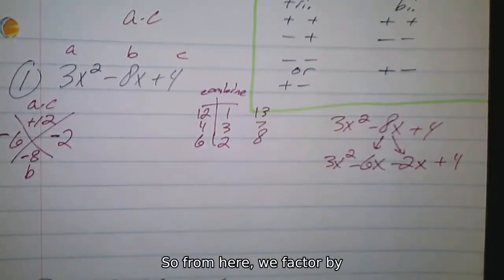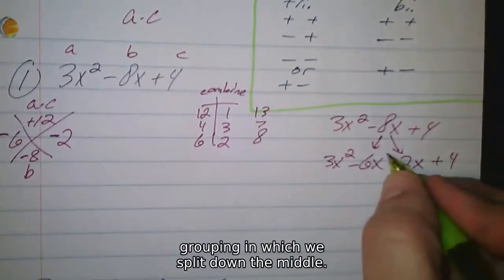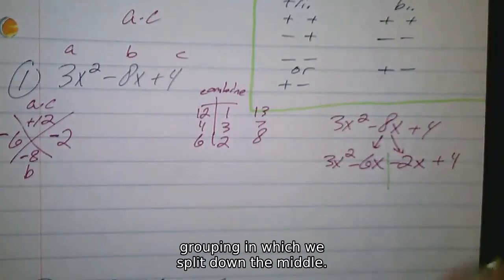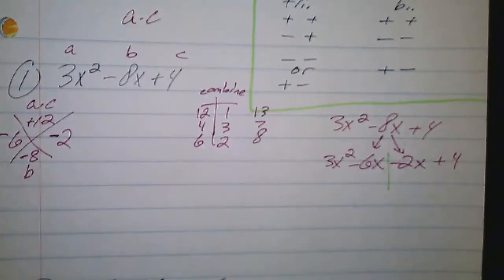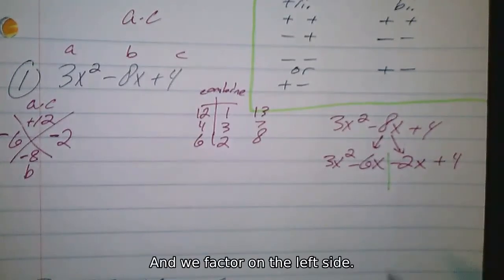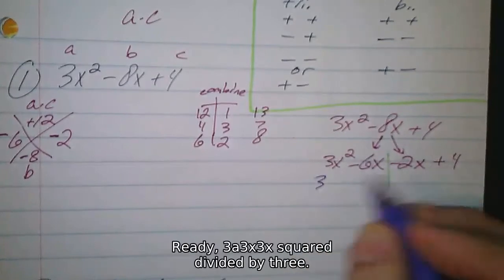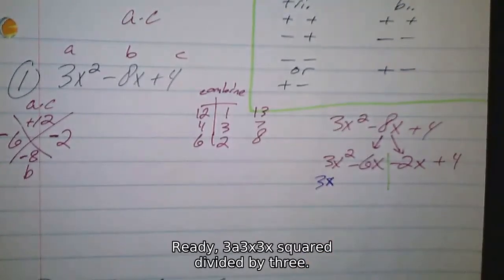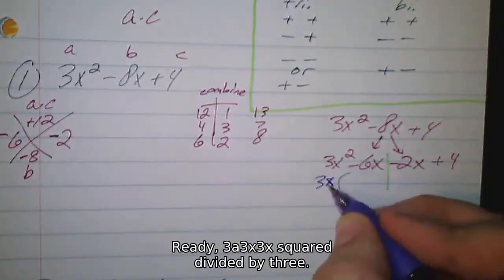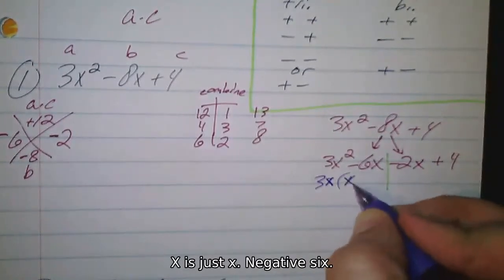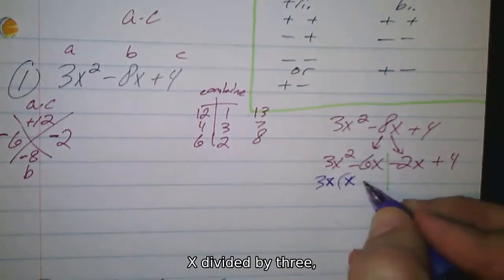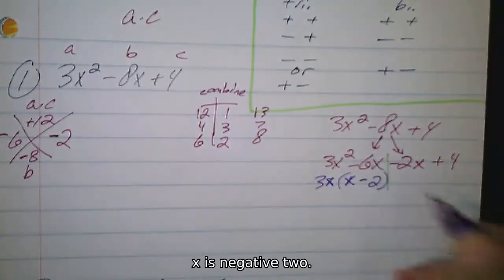So from here, we factor by grouping, in which we split down the middle, and we factor on the left side, factor out a 3x. 3x squared divided by 3x is just x. -6x divided by 3x is -2.